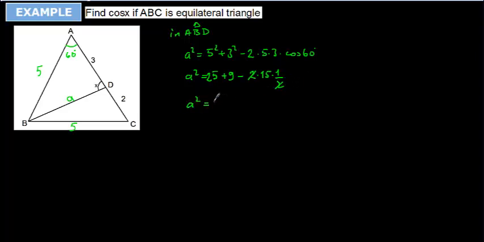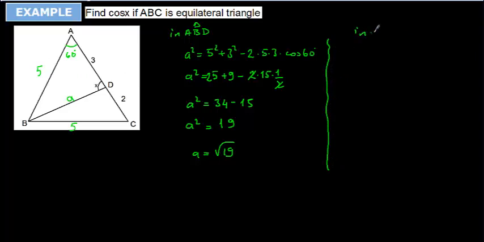So a squared is equal to 25 plus 9, which is 34. 34 minus 15 is 19, so a squared is equal to 19, and a is equal to root of 19. Okay, then we are going to find the cosine of x. For cosine of x, 5 squared is our opposite side, so we are going to use 5 squared in our equation.